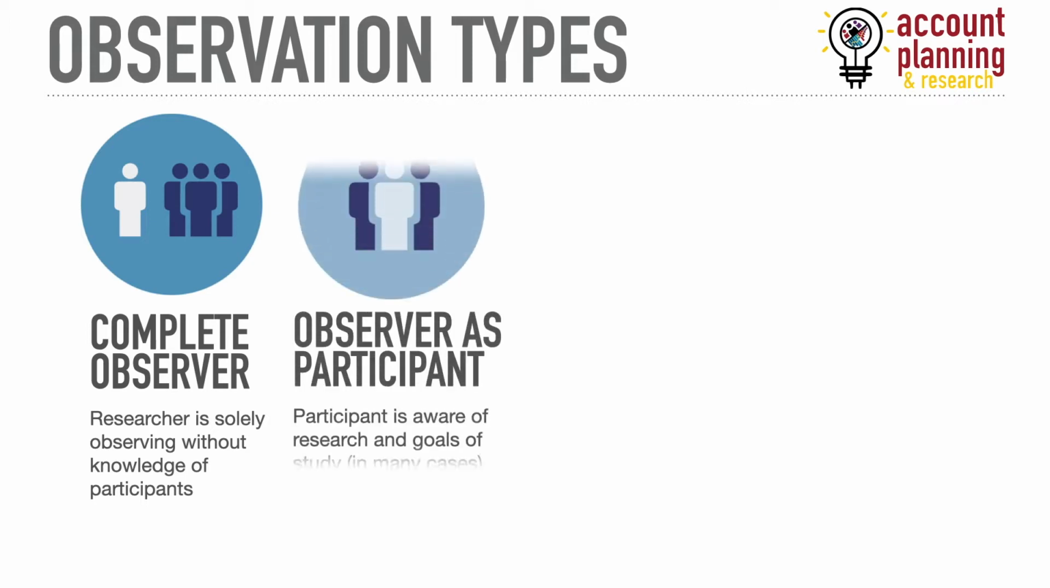Observer as participant is where the participants are aware of the research and know the goals of the study, but often with limited interaction between the researcher and the participants. So they know that the research is happening and the researcher is in the environment, everyone knows that they're there, but they're still mostly a fly on the wall, very unobtrusive.